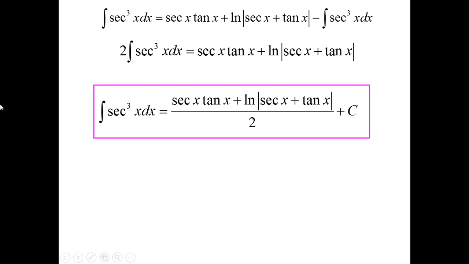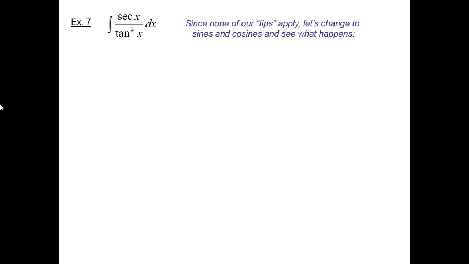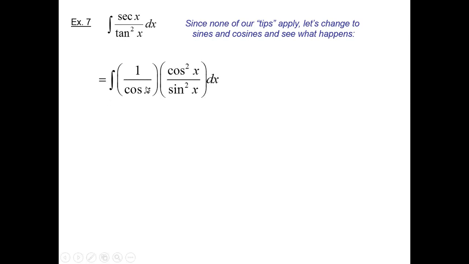Okay, we have one last problem, and this is sort of that last case if nothing else applies. We have the integral of secant x over tan squared x dx. So let's go ahead and try converting these to sines and cosines. So the numerator was secant x, so we just have 1 over cosine x. The denominator was tan squared x. Notice I just rewrote that as cosine squared over sine squared and moved that to the numerator. Make sure you see that.